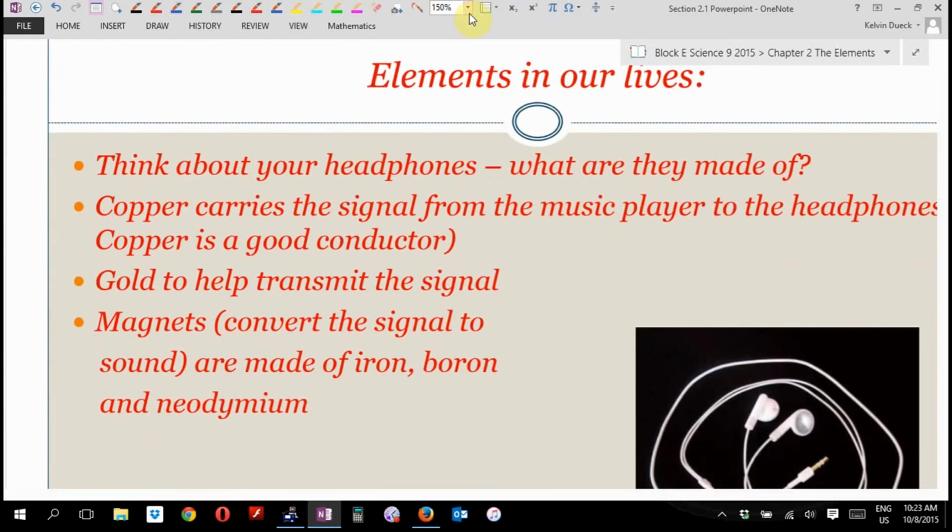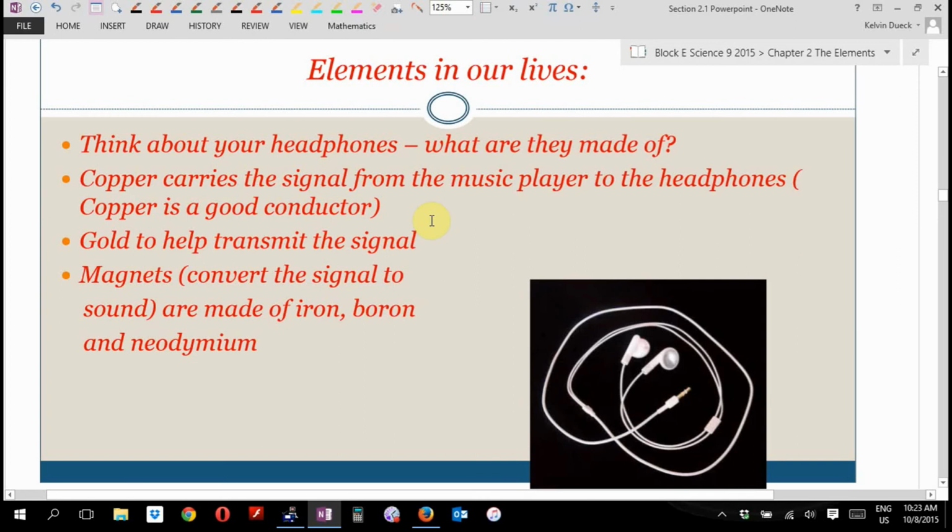So elements in our lives, I wrote here. This is not in your notes, I don't think. If you think about your headphones, for example, what are they made of? Well, it turns out copper in the wires carries the signal from the music player to the headphones. Copper is a very good conductor. Not the best conductor. Silver and gold are better conductors, but they're so expensive. Copper's the 3rd best conductor, but it's way cheaper, so we go with that. Gold is used in your headphones to help transmit the signal, a little bit of it. There are magnets that convert the signal into sound, we'll talk about that if you take Physics 12, but those are made of iron and boron and neodymium and other rare earth metals. So the elements are all around you and in you. You're, as I said, mostly carbon.